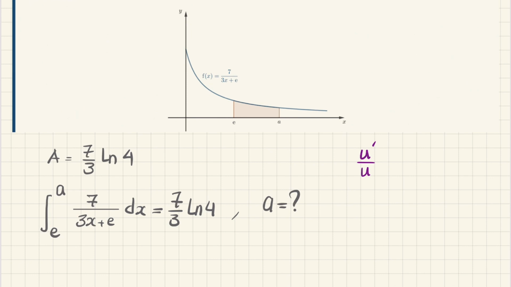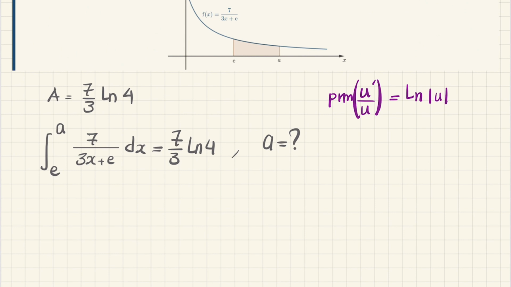So if I ask you what is a primitive function for this, if you remember, the answer was ln of absolute value of u. Of course, plus a constant, but the constant doesn't matter when I am doing indefinite integrals. But the problem is that this is not exactly in this form. So let me just write it down here. I want to calculate a primitive function for 7 over 3x plus e.